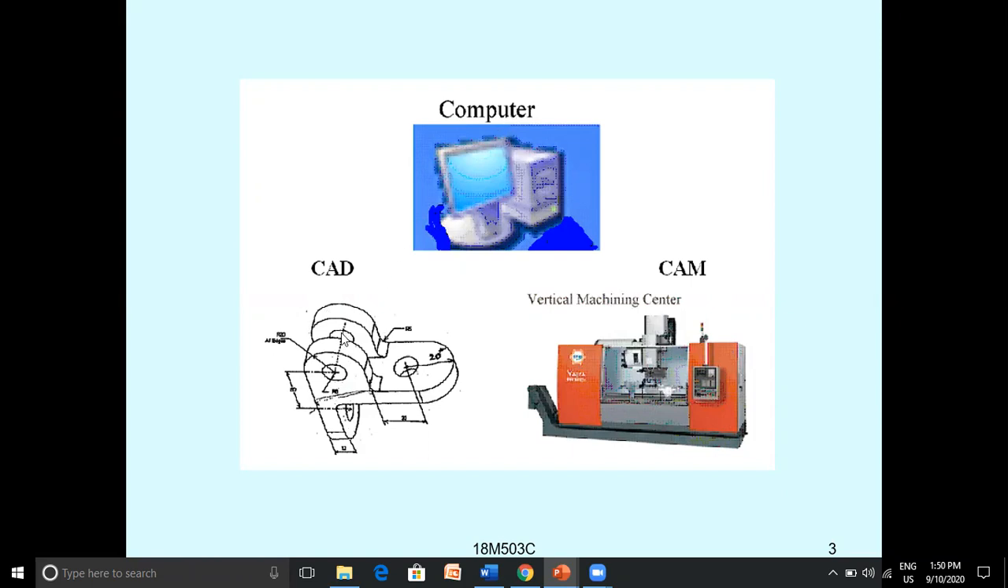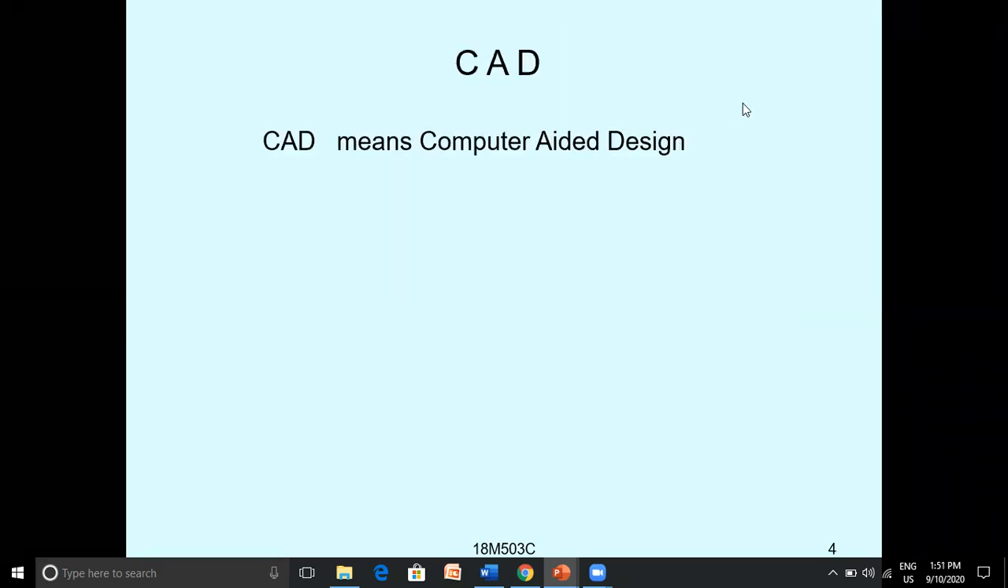By using a computer we are doing design, that is CAD. By using a computer we are manufacturing, that is CAM. So CAD CAM. In both CAD and CAM we are using a computer. That means with the help of a computer we are doing design and manufacturing. So what is meant by CAD? CAD is nothing but computer aided design. C, computer; A, aided; D, design.